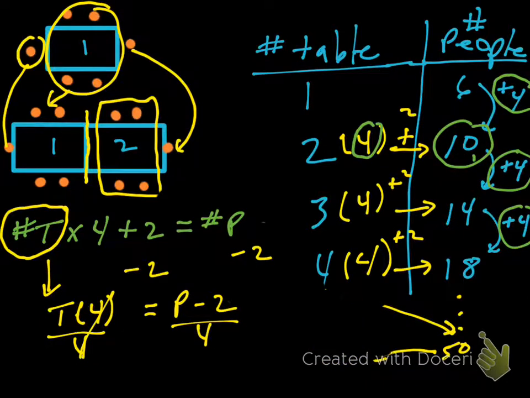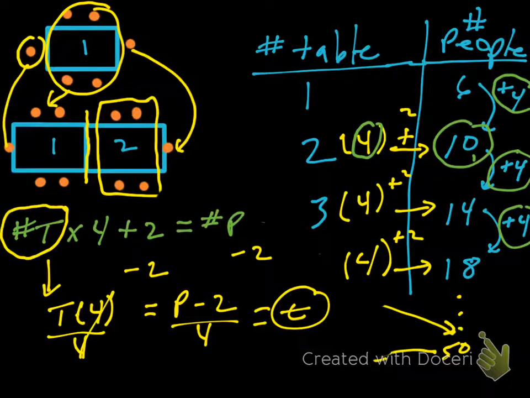So really what your final thing is, is that P minus 2, or the number of people. Somebody gives you the number of people, and all you have to do is take away 2 and then divide it by 4, and that gives you the number of tables that you're going to need.